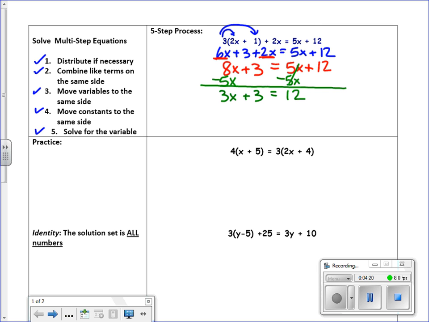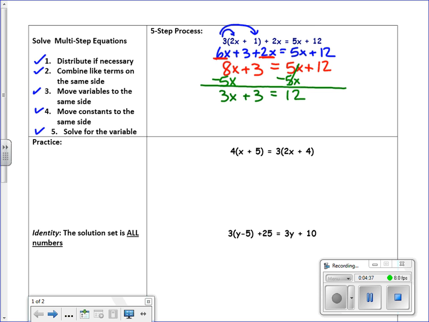Okay, so that's how we move our variables to the same side. I'm just adding and subtracting. I'm not doing any division. I'm not worried about that yet. I'm just basically moving it from one side to the other, just like we solve an equation.